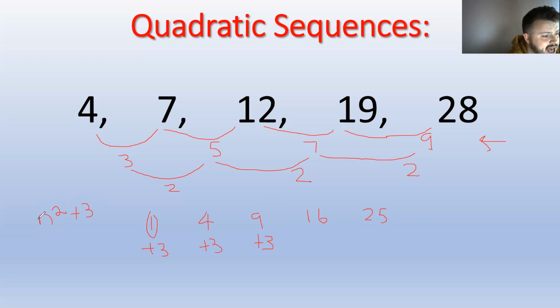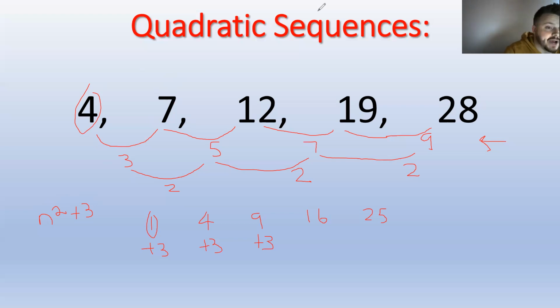If we replace n with any number of the sequence, it should mathematically make sense. For example, if I replace n with 1, well, 1 squared is 1, plus 3 is 4. So that makes sense. What about number 2, the second digit? Let's replace n with 2. We should get 7. 2 squared is 4, plus 3 is 7. So we know that this sequence works, and therefore n squared plus 3 is the nth term of this quadratic sequence.